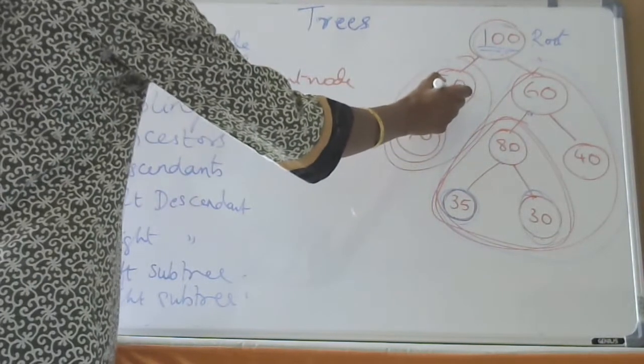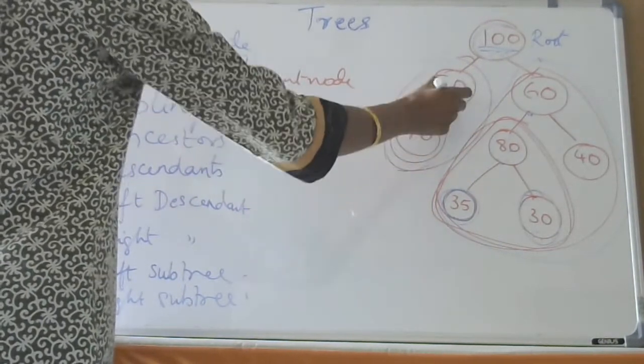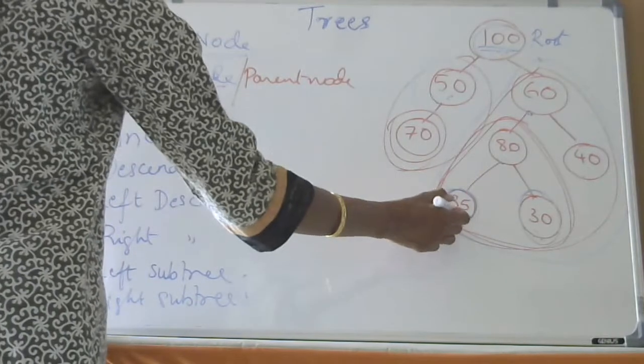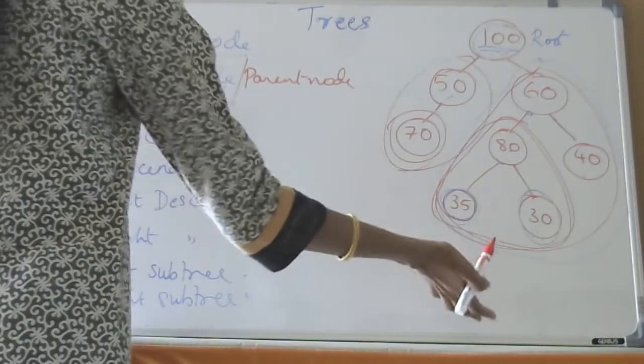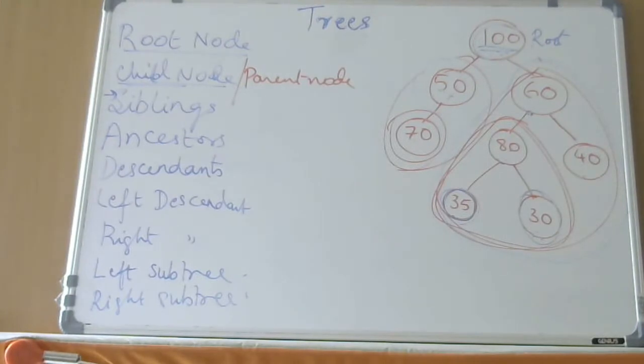70, 50 has only a left subtree. So 50 is also a parent. Whereas 35 is not a parent because it doesn't have any left subtree or right subtree. No child nodes are there. So 35 is not called a parent.